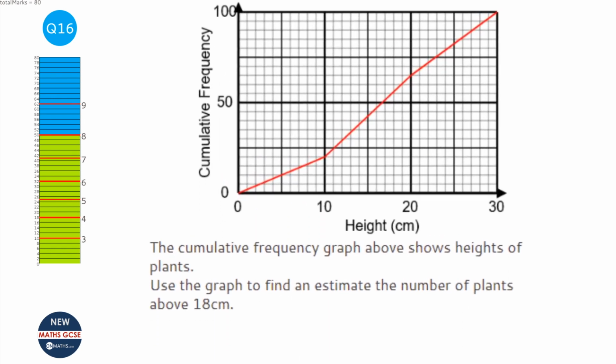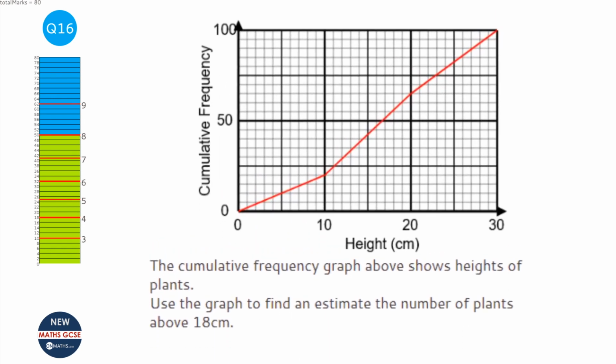So we're asked to estimate the number of plants above 18 centimeters. I'm going to start by drawing a line up from 18, which would be here, and a line across there. So that looks about 55.